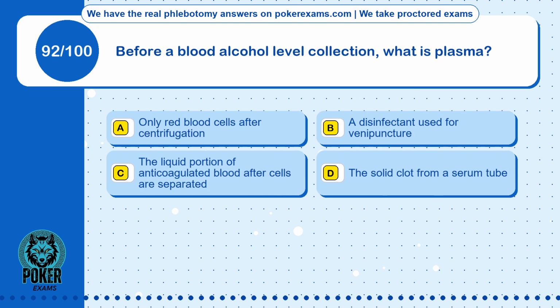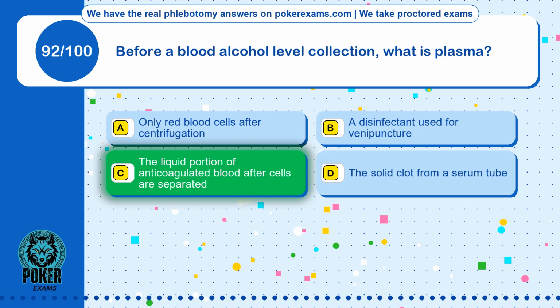Question 92. Before a blood alcohol level collection, what is plasma? Option A. Only red blood cells after centrifugation. Option B. A disinfectant used for venipuncture. Option C. The liquid portion of anticoagulated blood after cells are separated. Option D. The solid clot from a serum tube.